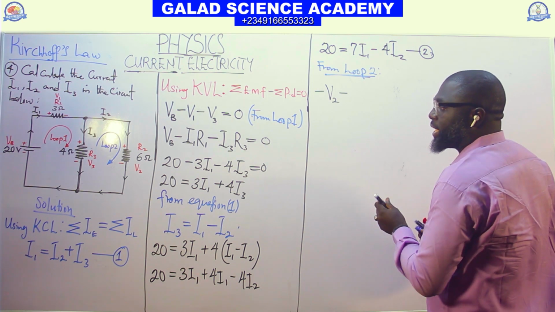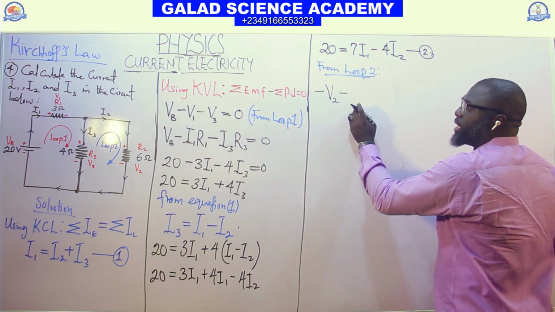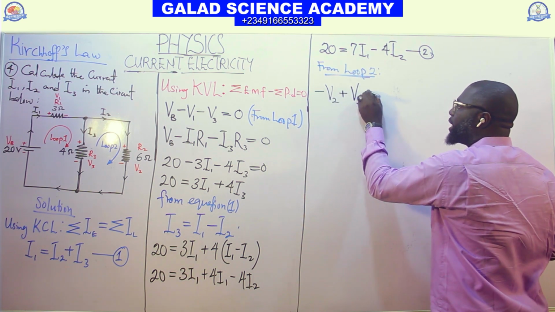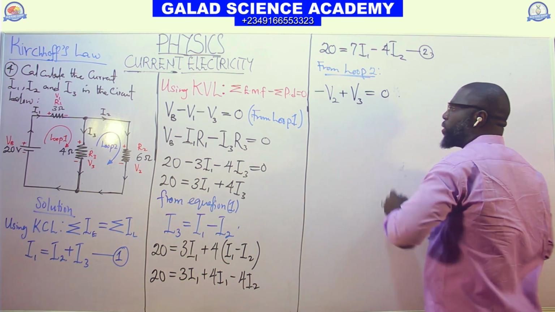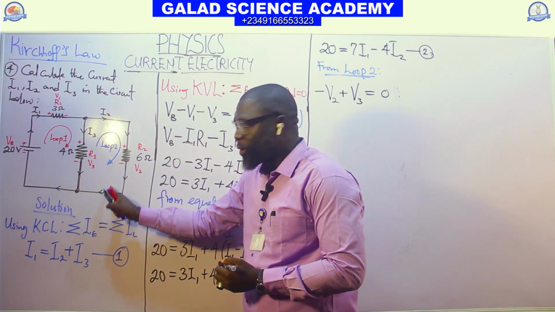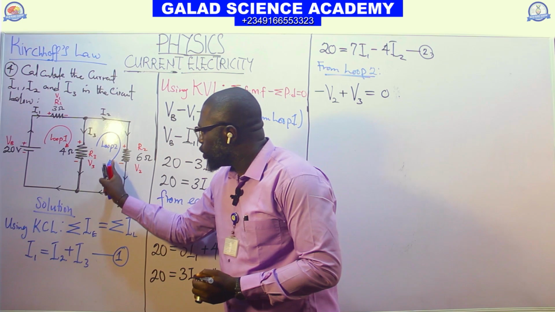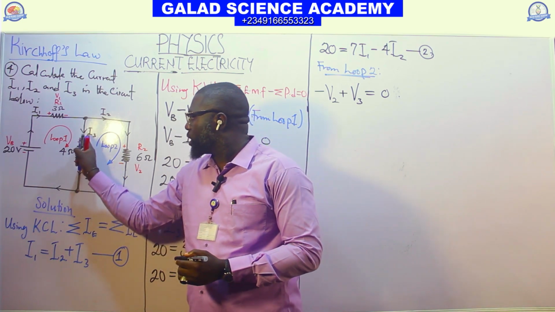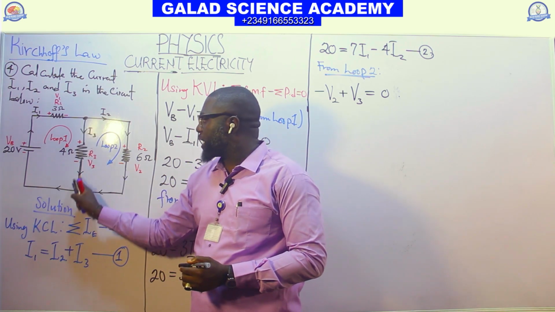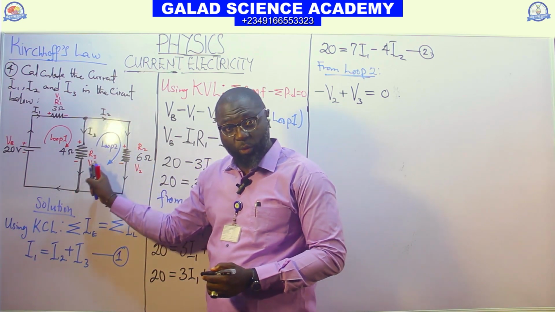V3 will be a rise, plus V3 equal to what? 0. This is the V2. Loop and current in the same direction, voltage drop. Loop is going like this, current is coming down, loop is going up. Loop and current in different directions, so the voltage will be a rise.